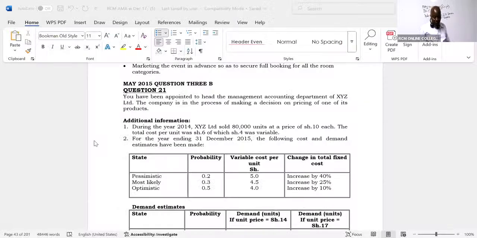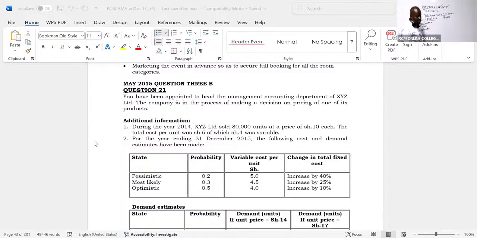So we are told there, for the year coming now, 2015, the following cost and demand estimates have been made. So you can see we have 3 states versus probabilities versus variable costs. So then you can see the change in fixed cost. So then I would want to know the new fixed costs given the 3 states. So we have here pessimistic, most likely, and optimistic. So what have they told us about pessimistic?